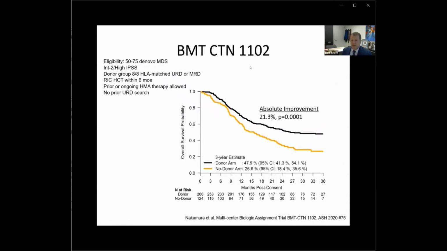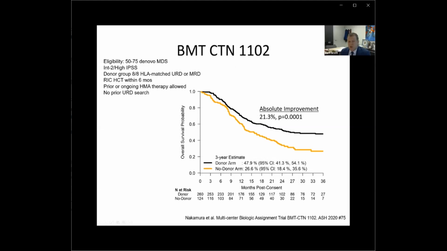This is also a very similar study. This is from the CIBMTR, which is basically the American Transplant Group, the Center for International Blood and Marrow Transplant Research, through a trial called the BMT-CTN1102. We participated in this study and enrolled many patients into it, but it's a very similar type of design. If you had a donor, unrelated or sibling, you went to transplant. If you didn't have a donor, then you got other therapy, and most of that is going to be hypomethylating treatment. So it's basically hypomethylating treatment versus stem cell transplant.